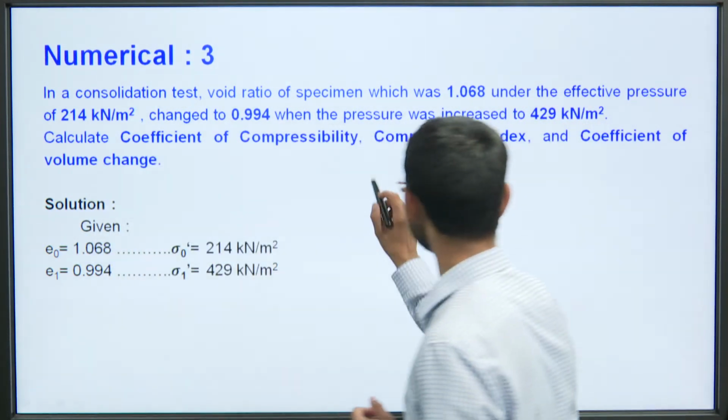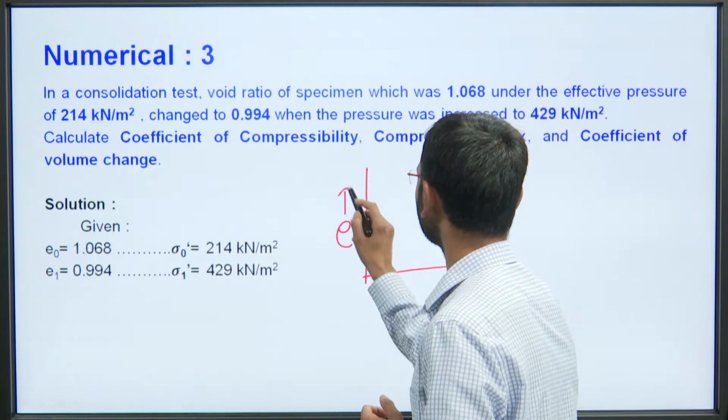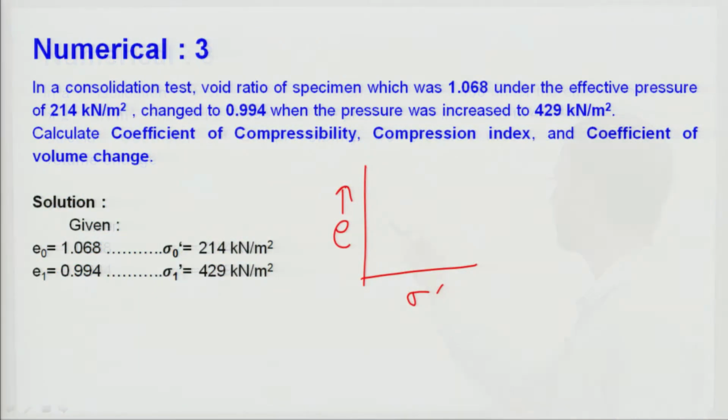How? Because by this graph, E versus the effective stress, this is the curve. When you apply some amount of stress, let us say 214, there is some void ratio, let us say 1.068. Then if you increase the effective stress, let us say to 429, the void ratio will be decreasing, because when you apply the stress, the soil will be settling. That settling will be observed in terms of height, and it can also be represented as the change in the void ratio, or the decrease in the void ratio.